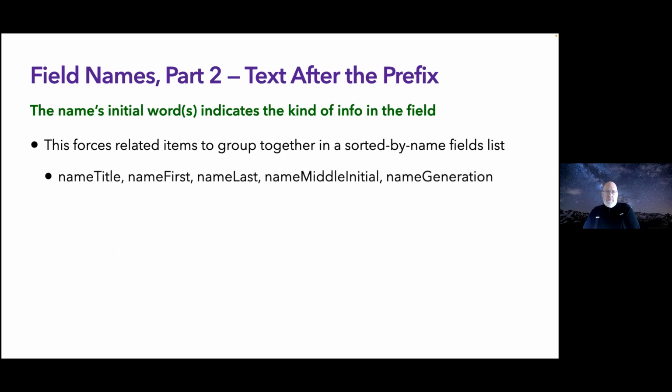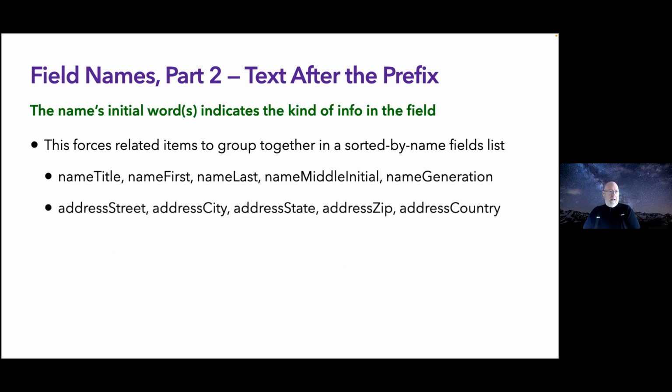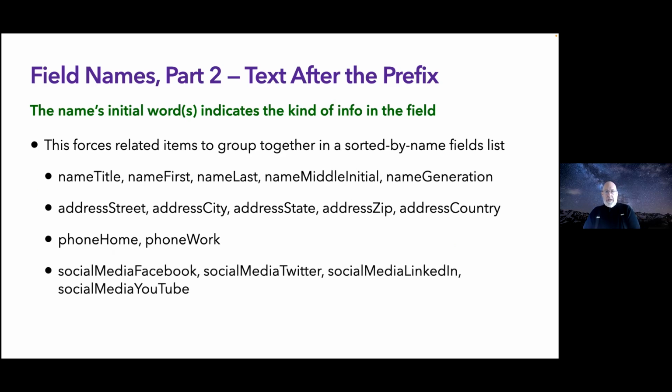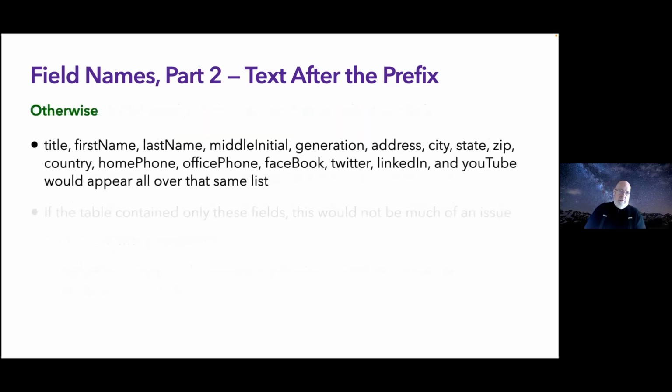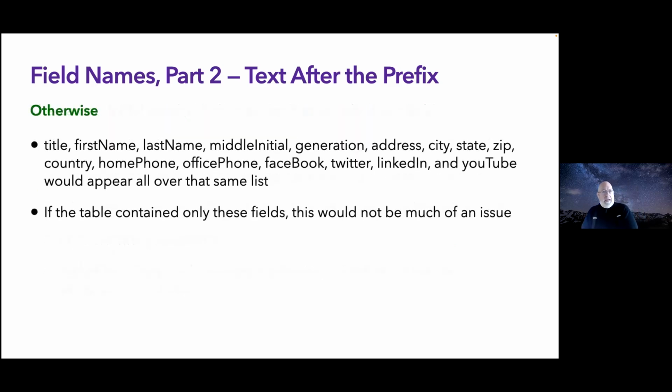So name information all begins with the word name at the beginning of it. Address information, same thing. Phone information. You could do the same with emails and so on, and social media. Each of these forces them to sort together. Otherwise, you've got a haystack. If you only had these few fields in a table, it wouldn't be any big deal, but if you've got dozens of fields, then you've got a huge haystack, and that's an issue.